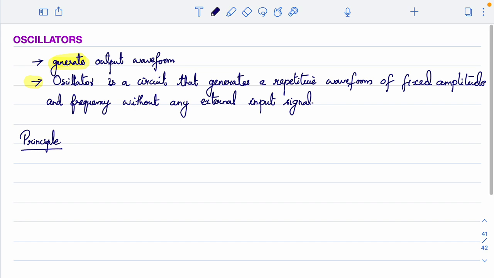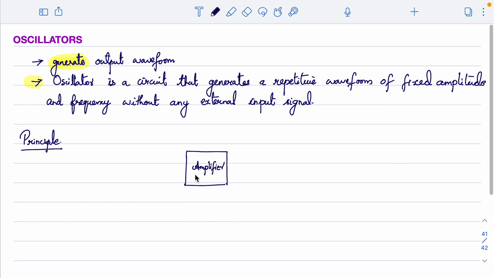All right. So now let us look at the principle of oscillation. An oscillator can be thought of as a circuit. So let us look at this. So far we learned about amplifiers, right? So I'm just taking an amplifier as a black box.